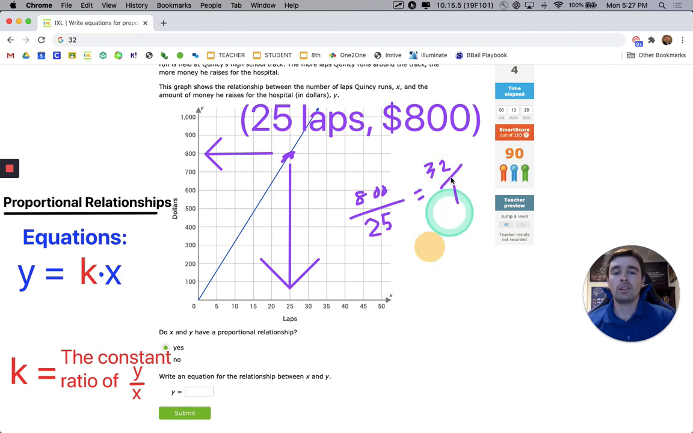And now I know this is the constant ratio. Every one lap is leading to $32 that are raised for this track team, I guess. So my equation, using that constant ratio, if x represents laps, I multiply that by the $32 per lap, and that will tell me y, the total amount of dollars that are raised.